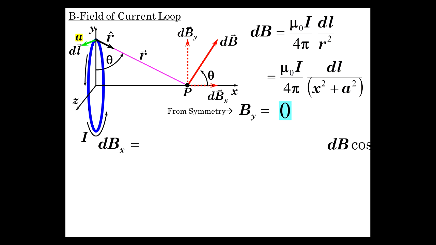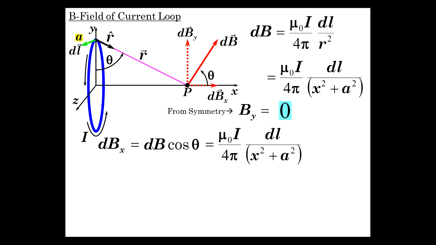So we're going to worry about x. dB in the x, of course, is dB cosine of theta. dB cosine of the angle, which is mu 0 I over 4 pi, dl over x squared plus a squared, times cosine of theta. If you look at this angle, cosine is adjacent over hypotenuse. That's a over the square root of x squared plus a squared.